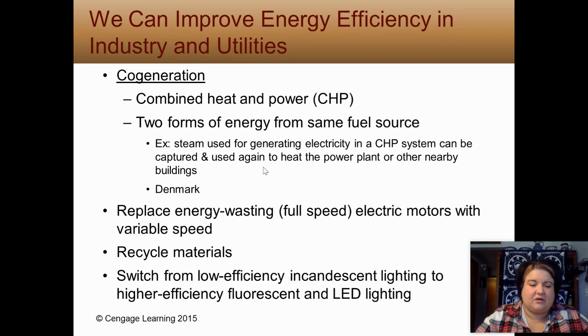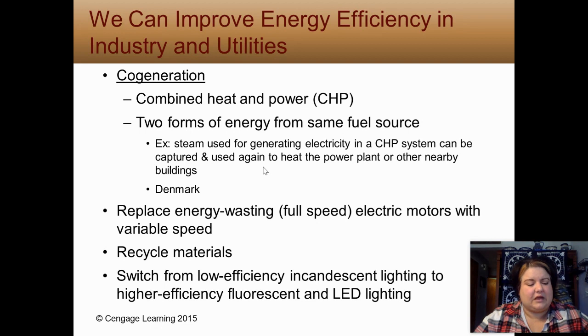Recycling fits into that category as well, right? If we are producing steel from recycled scrap iron, we're using 75% less high quality energy than using virgin iron and 40% less carbon dioxide. So that's really helping us out a lot.